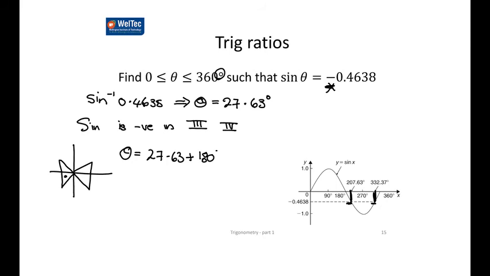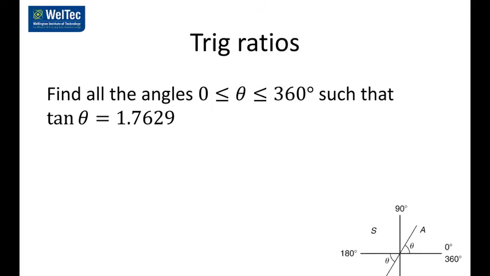And if we're in the fourth quadrant, theta is going to be 360 minus 27.63. And if you look at the answers that are given, those are the two answers there. Again, our calculator needs to be in degrees because we're told that theta is between 0 and 360.